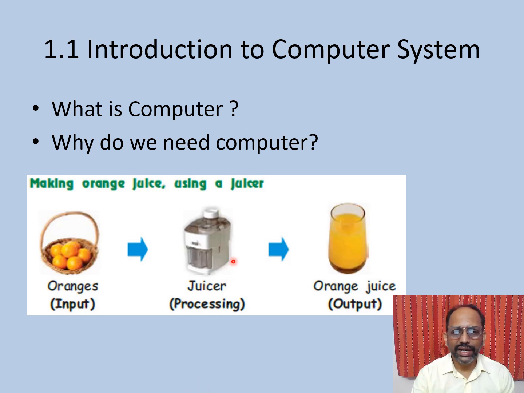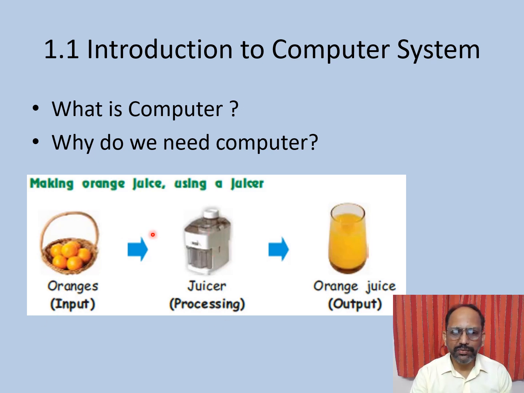Here you can find a juicer. I put oranges into the juicer to get the orange juice. So why am I using a juicer? A juicer is used to make my work simple and easy. Therefore, I'm using a juicer. Otherwise, I have to put a lot of effort. I have to squeeze the oranges using my hand. Instead, I'm using a tool. That tool is the juicer.